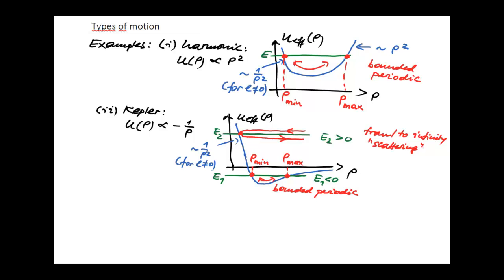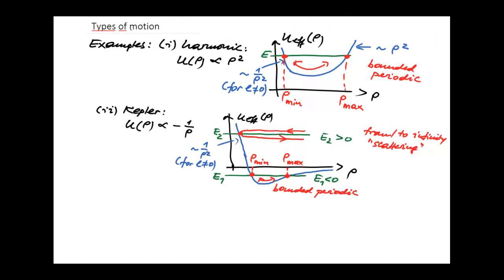But you can also have some other body entering the solar system, being deflected by the gravitational field of the sun, and then exiting the solar system again. So this is not a bounded motion, but it's an example of a scattering process. Comes from infinity and goes back to infinity.